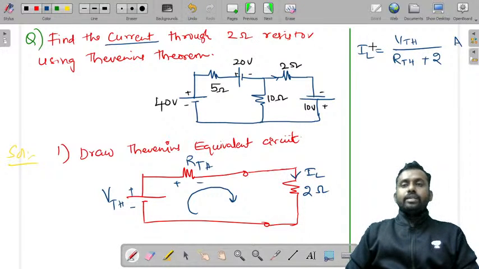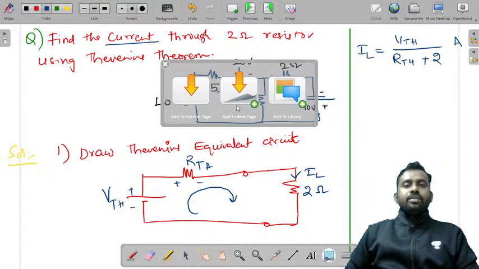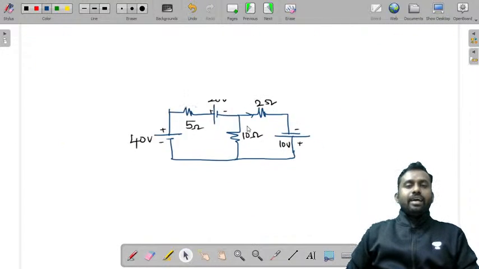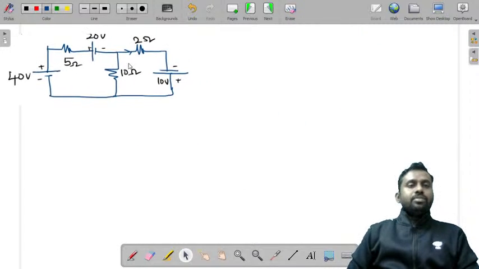So this is the load current. In this load current, you know the value of load resistance 2 ohms. You need to find the value of voltage VTH and resistance RTH using this circuit. Now let us take this circuit to the next slide and let me tell you how we find VTH and RTH.